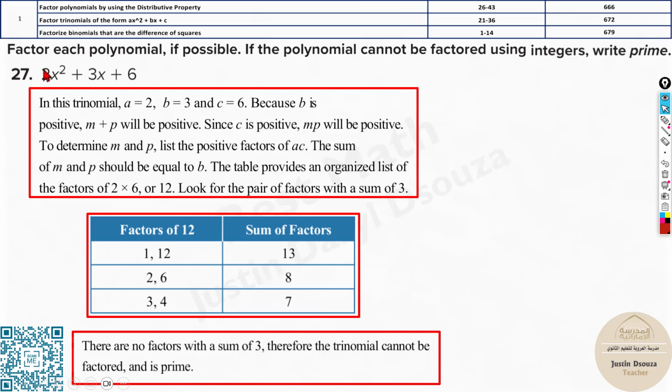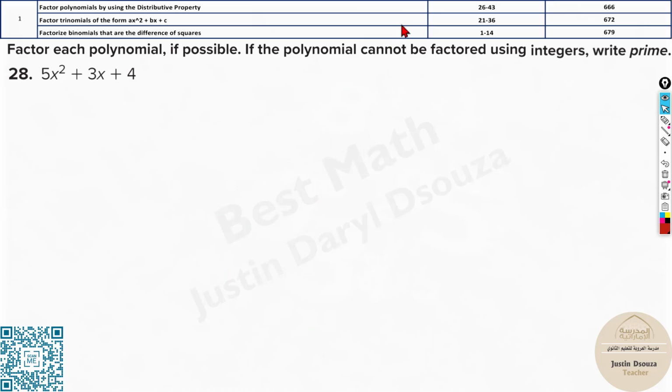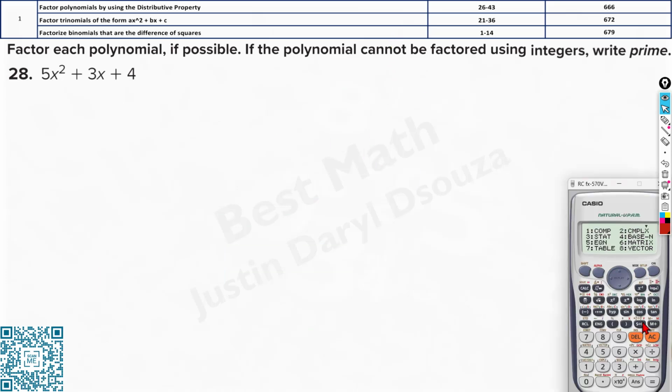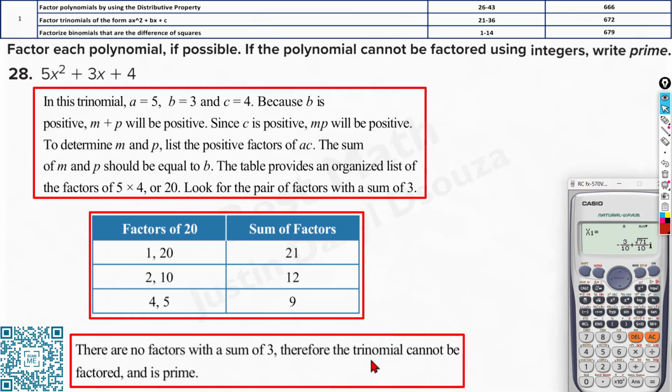Now what are this A, B and C? A is the coefficient of x squared, this is B and C. You can see in your topic details also they are mentioned, A, B, C. Now let's do this problem. Calculator is a must. Mode, 5, 3, then 3 and 4. Now again, you're getting i, so that means the roots are imaginary. That means this is a prime trinomial.